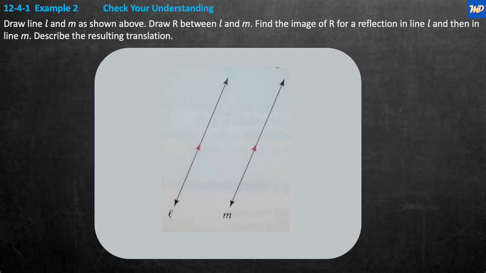Okay, but before we go on to the crossed lines, we're going to do a check your understanding for example 2. It says draw the lines L and M as shown above. Well, I've drawn it here, so you don't have to draw it. So you see what you're looking at here. It says draw R between L and M. Find the image of R for a reflection in line L and then in line M. Describe the resulting translation. Well, this is going to be interesting. So go ahead and try it. I haven't tried this myself, but we'll see how it turns out when we come back. So go give it a try.